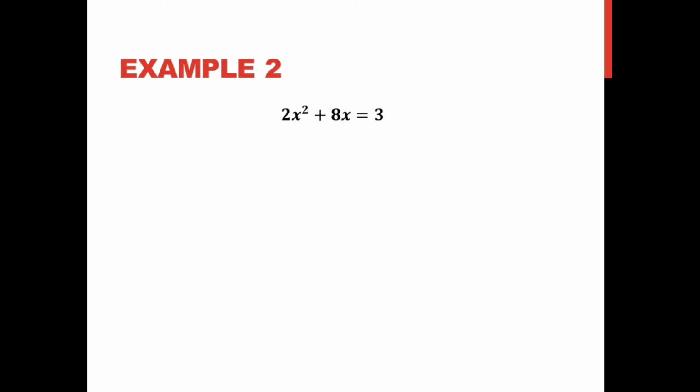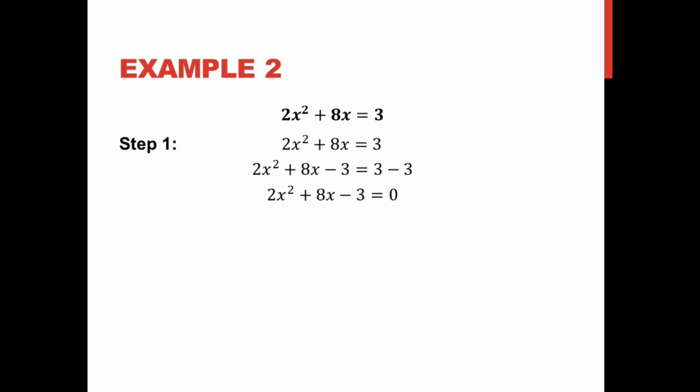We have here another example. We have 2x squared plus 8x is equal to 3. Step 1, we need to write it in standard form. So we will apply the addition property of equality. We have 2x squared plus 8x minus 3 is equal to 3 minus 3. So what we did is we subtracted 3 from both sides. So now we have 2x squared plus 8x minus 3 equals 0. That is the standard form of our quadratic equation.